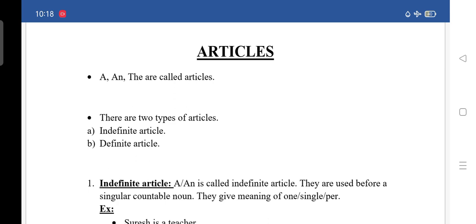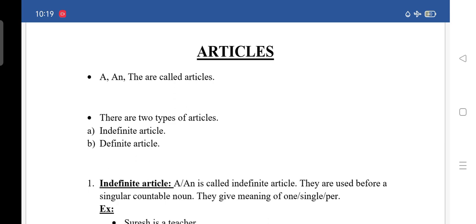So, he is a student. What I am telling here, he is a student. So here the noun is student. I'm talking only about one student. I'm not talking about two. I'm not saying students. I'm saying he is a student. So for a singular noun, we'll be using a.